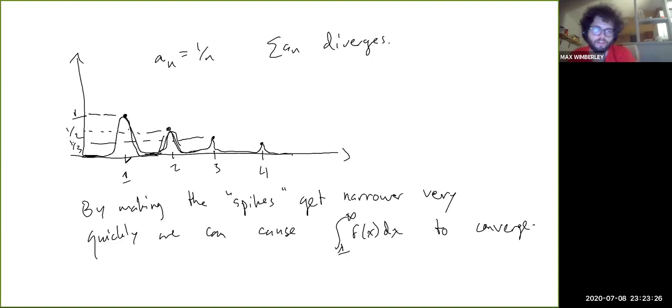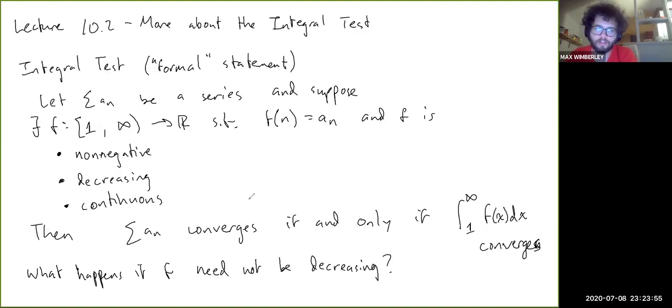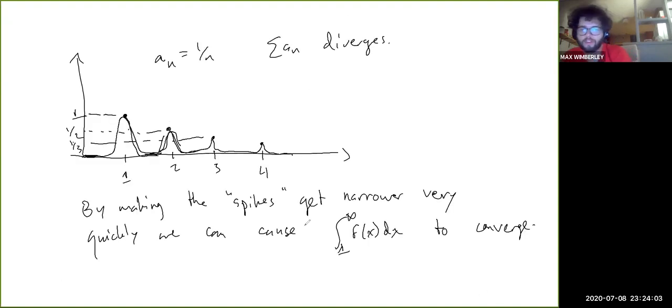Because the integral is just the sum of the areas under these spikes. So by making these areas go down like 1 over n squared or faster, the overall integral can still converge even though it's spiking up to these values of 1 over n, right? So now you can see that we've decoupled the convergence of the integral from the convergence of the series. They're different now, okay? And that's allowed to happen if you don't force f to be decreasing. So that's why that's a necessary hypothesis over here, because otherwise stuff like this can happen.